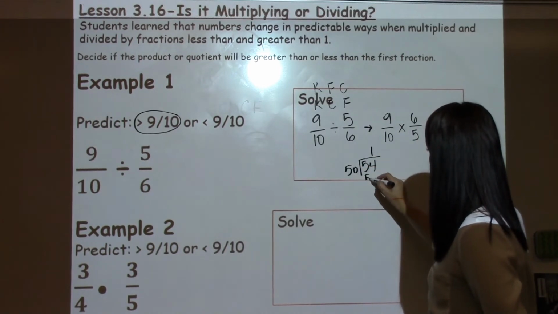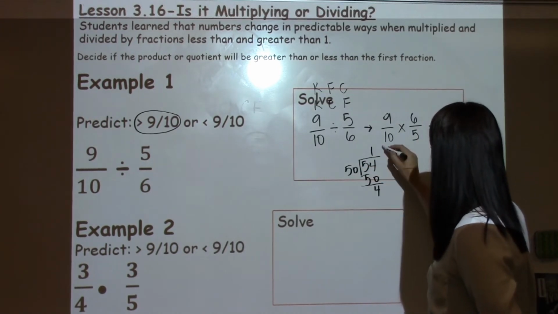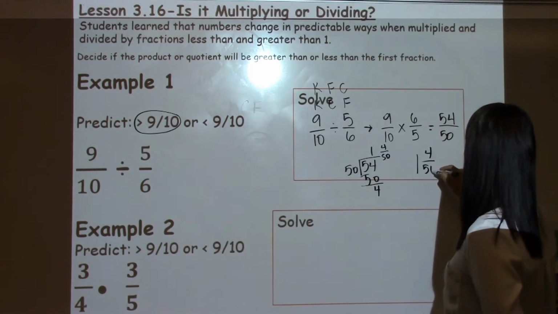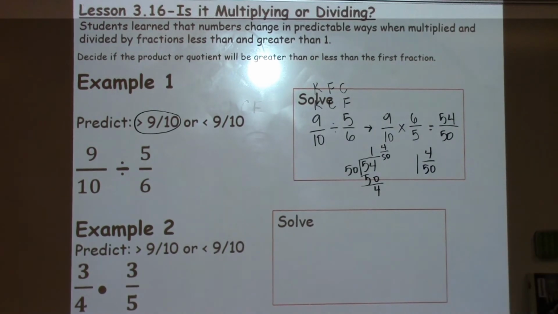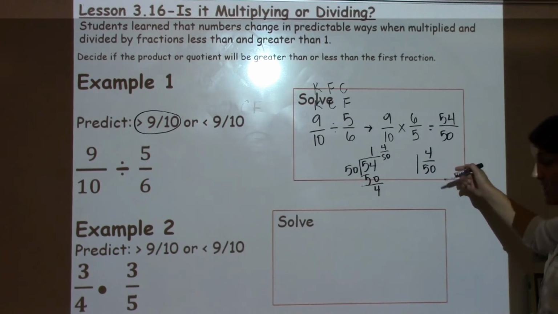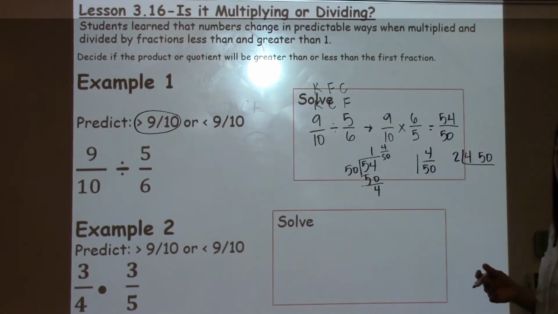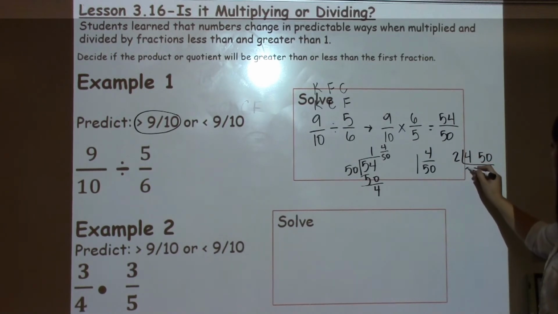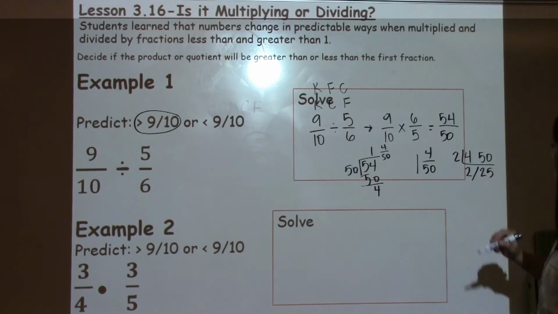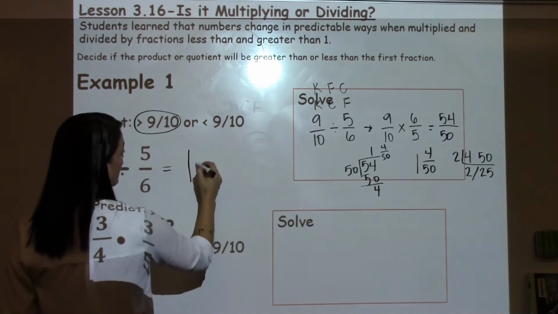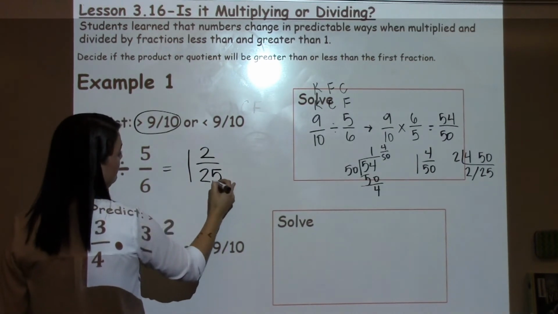50 goes into 54 one time. When I subtract, I'm left with 4, so my answer becomes 1 and 4/50. Now, because both of these numbers are even, I can probably make them smaller by pulling out a 2, chopping them in half. 2 times what gives me 4? That would be 2. 2 times what gives me 50? That would be 25. So my final answer is 1 and 2/25.